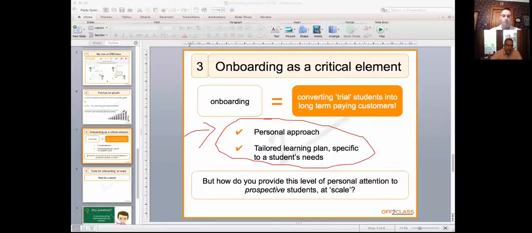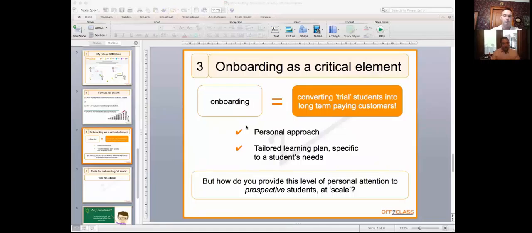But then the natural question is, we're all very busy people. You have lots of leads coming to you. How do you do this at scale? So how do you offer every student who's interested in your services a personalized approach? And how do you prepare an individual tailored learning plan for every single student that comes to see you? And that's really what at scale means.